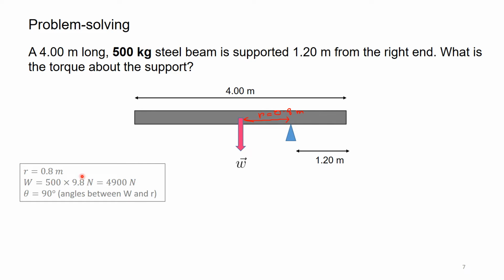And the weight of the beam, we know the mass of the beam, and you can multiply by 9.8 to get the weight of the beam. Okay, and then the angle theta. So the angle theta is the angle between the weight, which is the force, and the R vector. Okay, so this angle is the angle theta, and you can see that the weight is pointing straight down, the R is horizontal, so the angle theta has to be equal to 90 degrees.